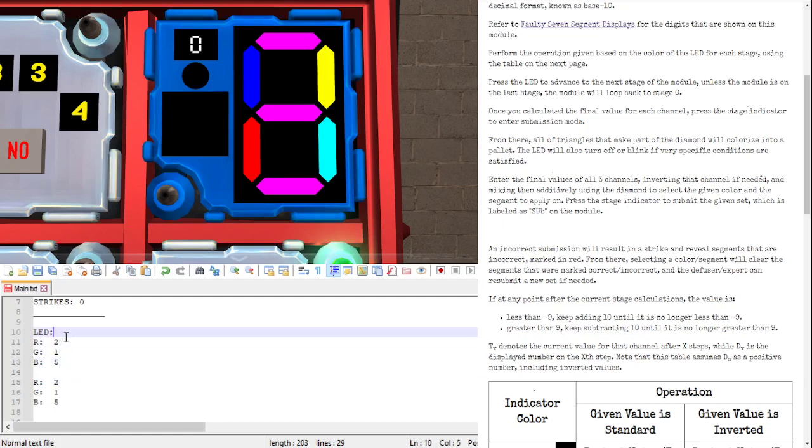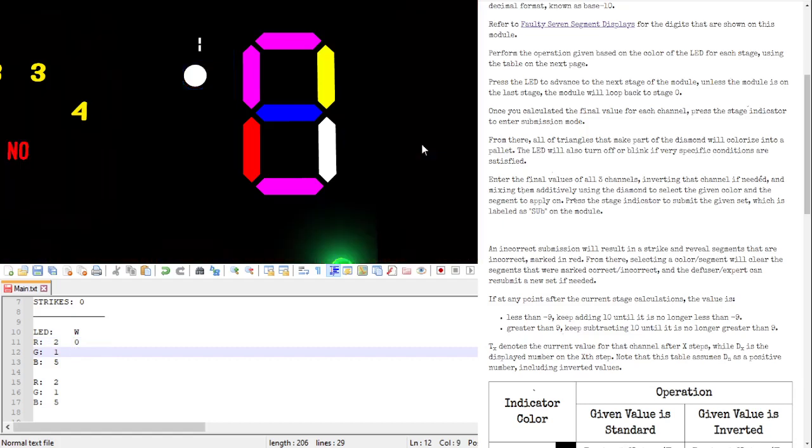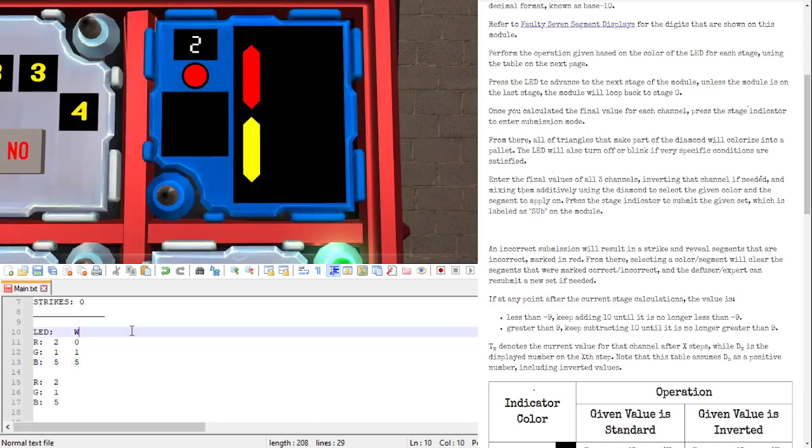We can just quickly copy this to the calculations. And now let's go to the first stage. So the LED is white. For red, we're getting a 0, which is possible as I noted before. For green, we have just these two, which is a 1. And for blue, we have this, which is a 5. Okay, again, all positive.